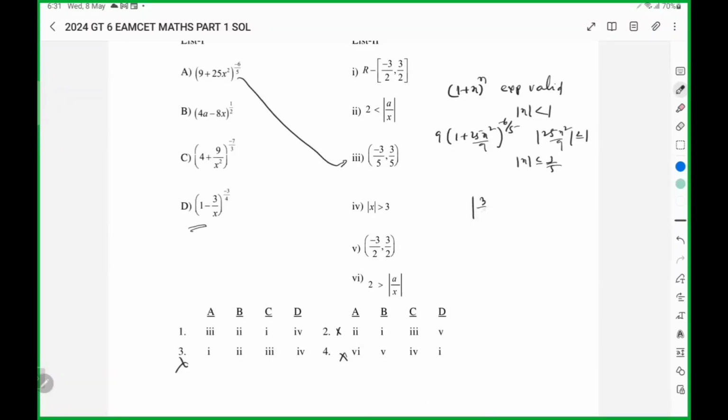One more option you want to check: 3x less than 1. Mod x is less than 1 by 3. So here mod x is greater than 3. So D maps to 4.